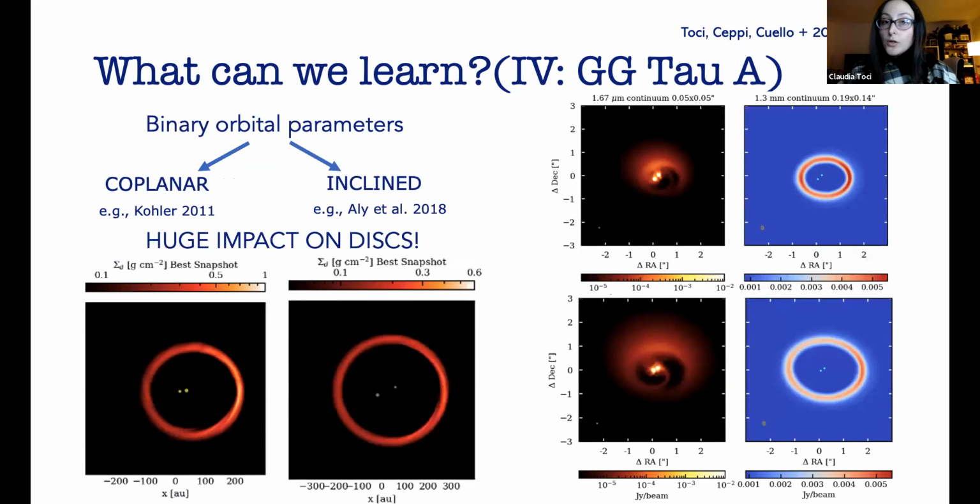And several works already explored these two different possibilities, but we tested the two different configurations, and we showed that basically the different parameters for the orbits are impacting the morphology a lot, and we can try to use the morphology of the disk to say something more on which is the most probable configuration, but also to test if our model, so what we know from the theoretical point of view, is consistent with what we observe.